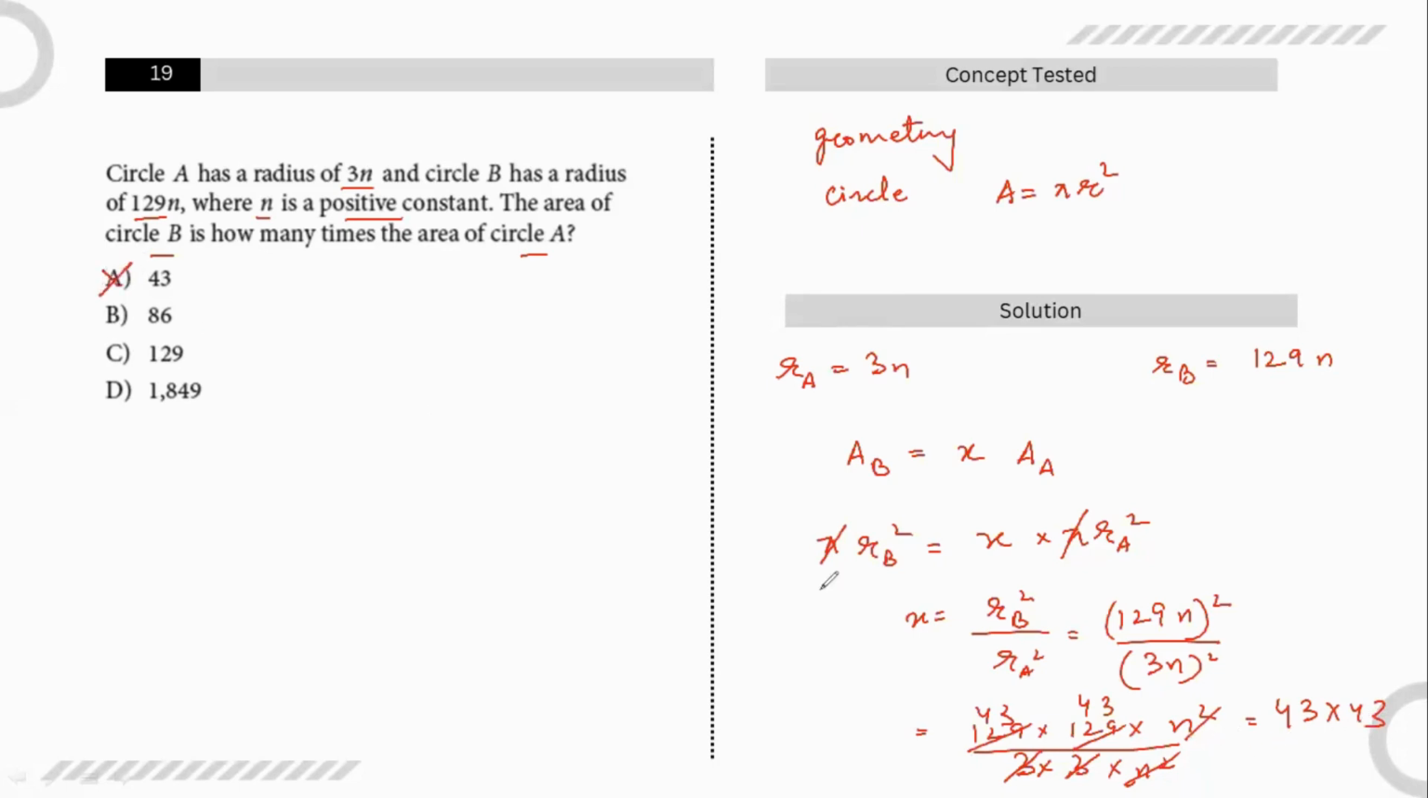Never. 43 times 43 will be greater than 1600. It can't be option C. Only left is option D, that is 1849. That's the correct answer. Let's now move and solve the next question.